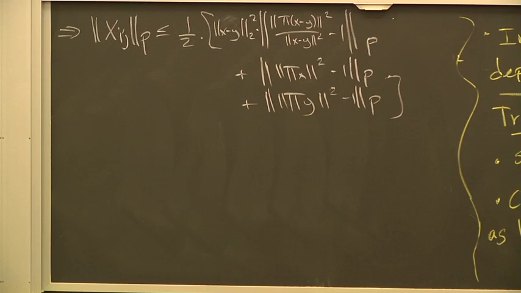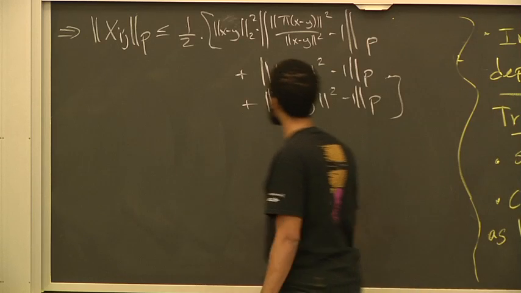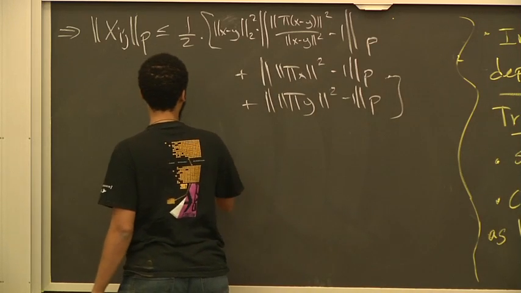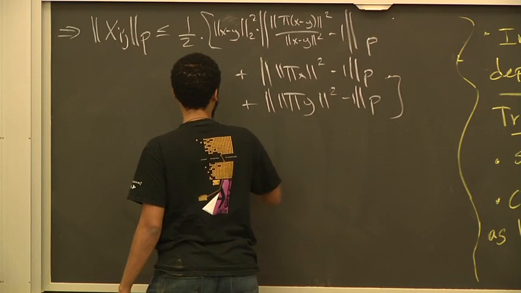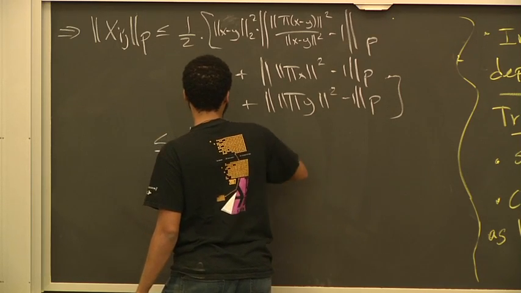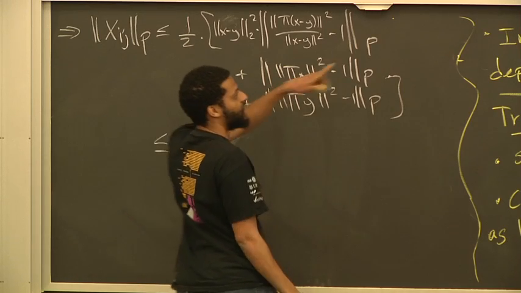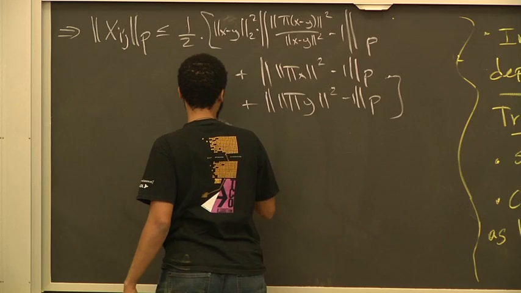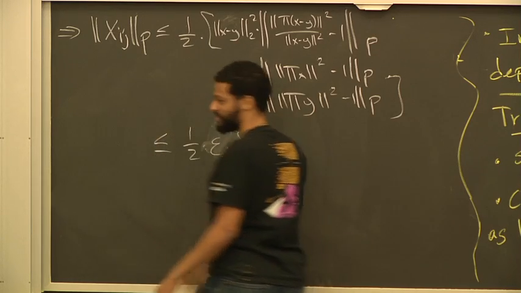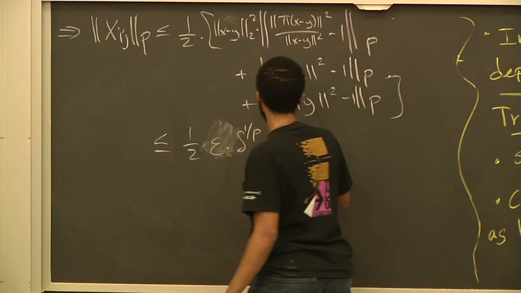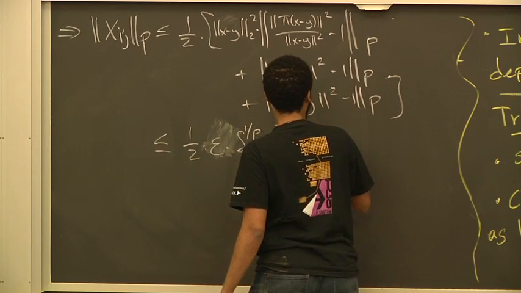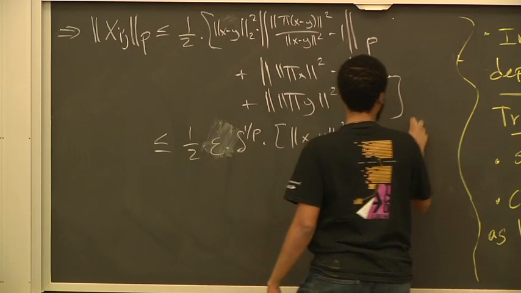And then I use my definition. I have the JL moment property. So I know the pth moment is at most epsilon to the p times delta. The p norm is just the pth moment to the 1 over p. So this is at most 1/2. Let me pull out 1/2 times (epsilon times delta) to the 1 over p, times ||x - y||_2^2 plus 1 plus 1.